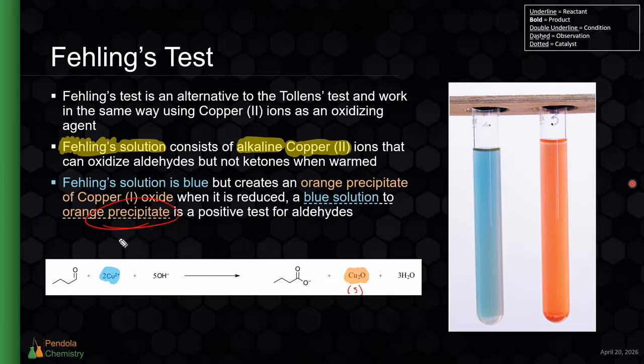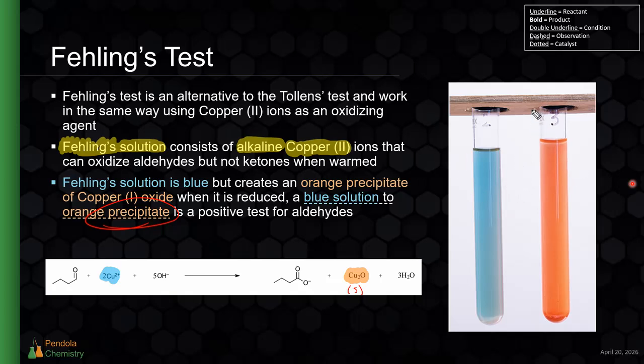And you need to say that. You need to say it's an orange solid that gets created from a blue solution. So it's not just a change in color, but a change in state from a solution to a precipitate. All right. So this is what we see during a Fehling's test.